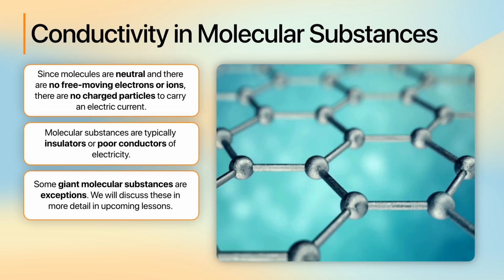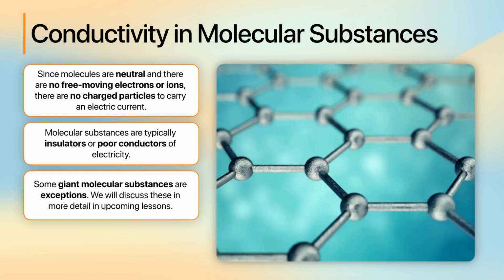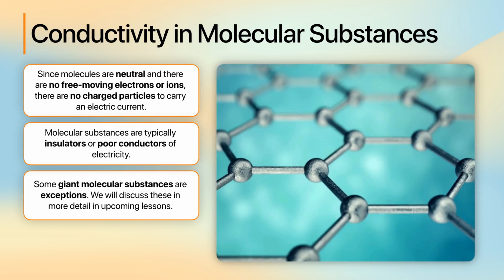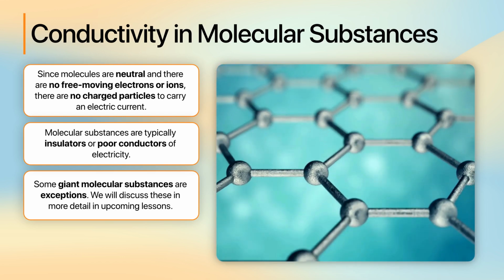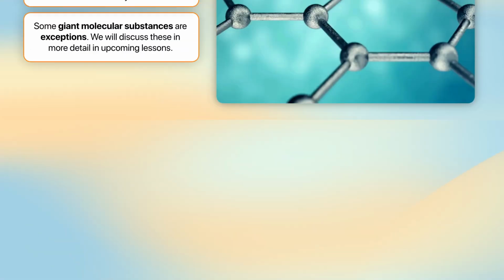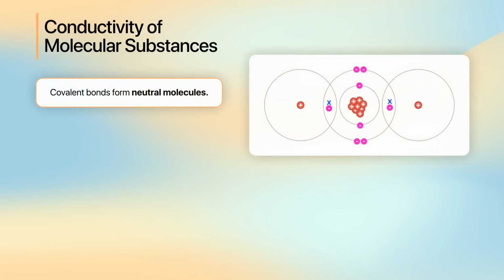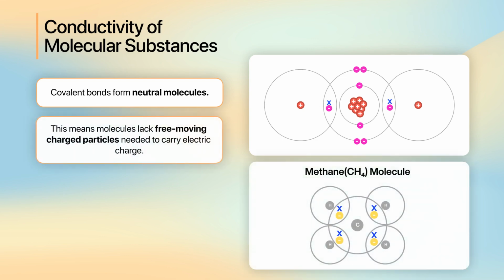By tying in the concept of covalent bonding and the resulting lack of free charged particles, we can clearly understand why molecular substances are not effective in conducting electricity. This insight aligns with our broader understanding of how different types of chemical bonds influence the properties of substances we encounter in everyday life. So, in today's lesson, we explored why molecular substances are typically poor electrical conductors. We learned that covalent bonds form neutral molecules, lacking free moving charged particles necessary for conducting electricity. Understanding this principle helps us connect the nature of covalent bonds to the broader properties of substances in chemistry.